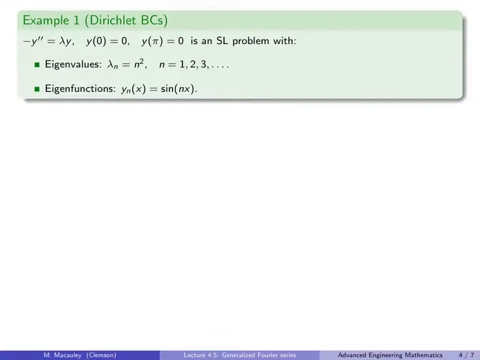Just like in the previous lecture, we're going to conclude with 4 familiar examples that we first saw in lecture 4.1. We studied boundary value problems, and we solved these things completely. Okay, so here we have a Sturm-Liouville problem with Dirichlet boundary conditions. The ODE is negative y double prime equals lambda y, with boundary conditions y of 0 and y of pi both being equal to 0.